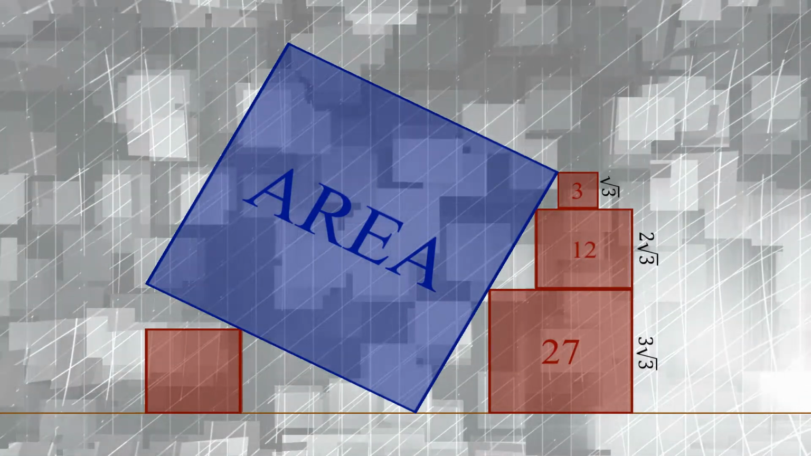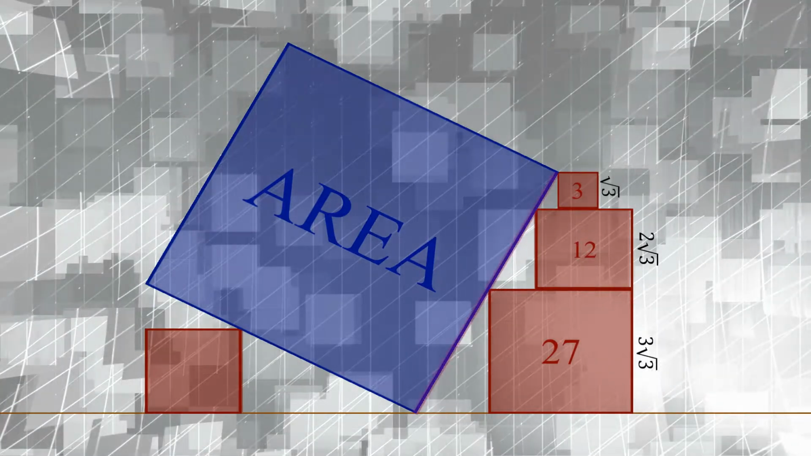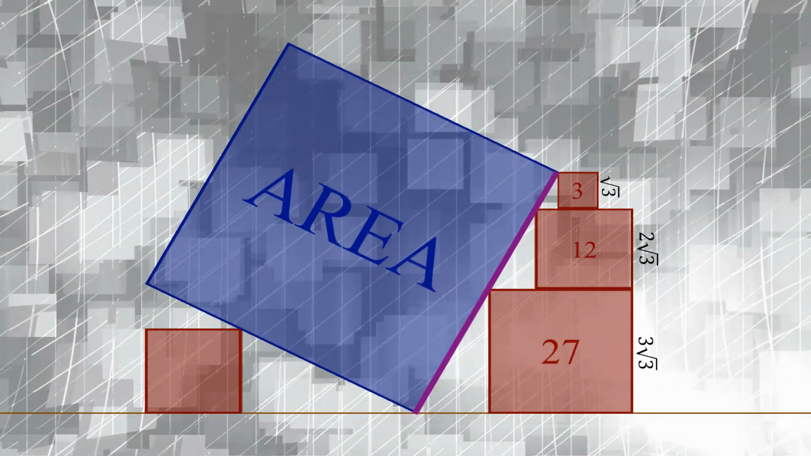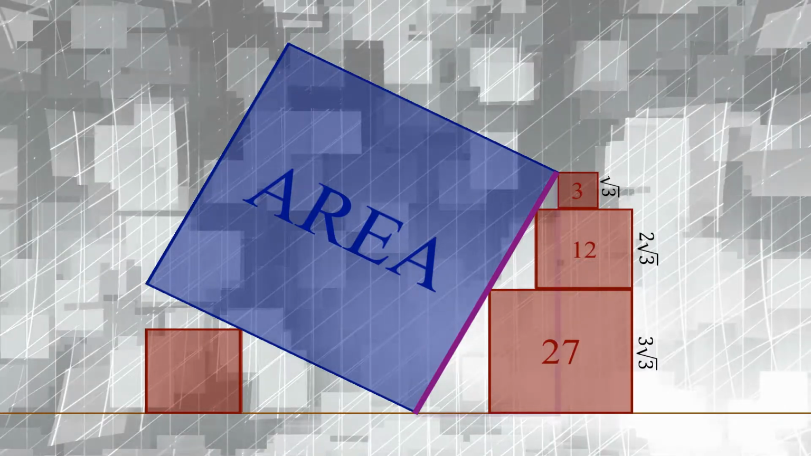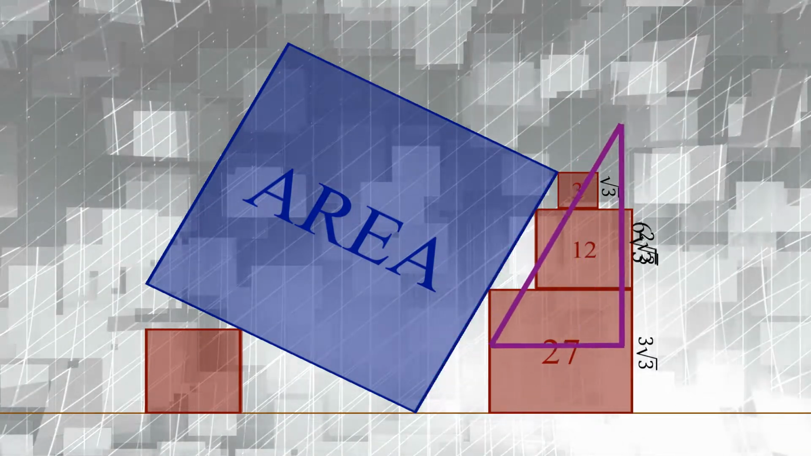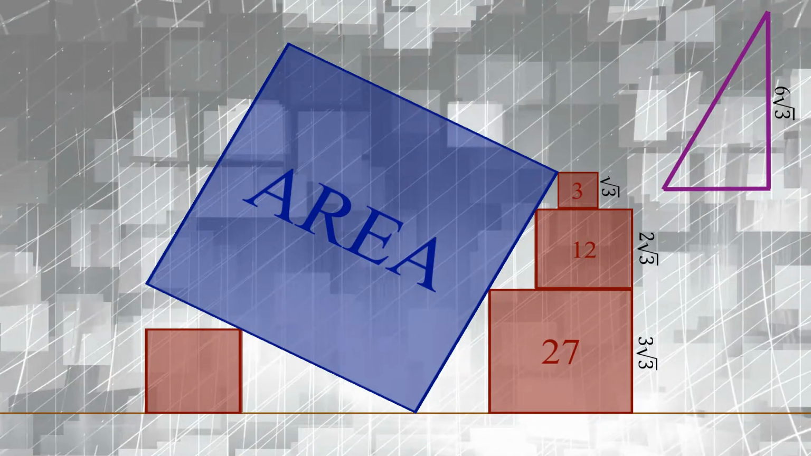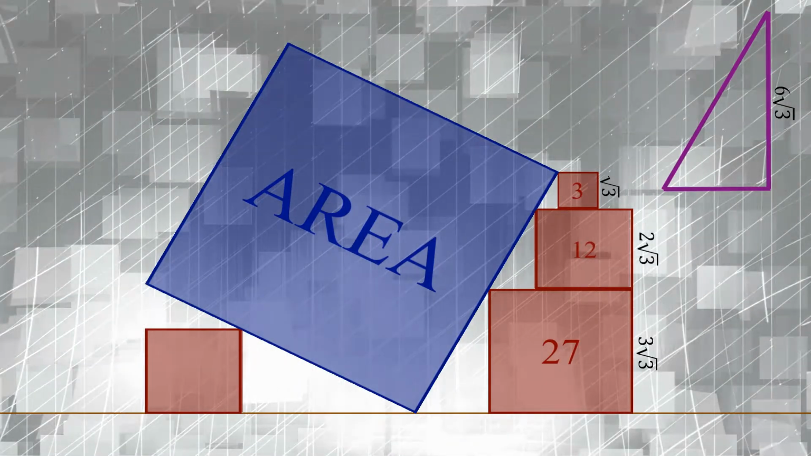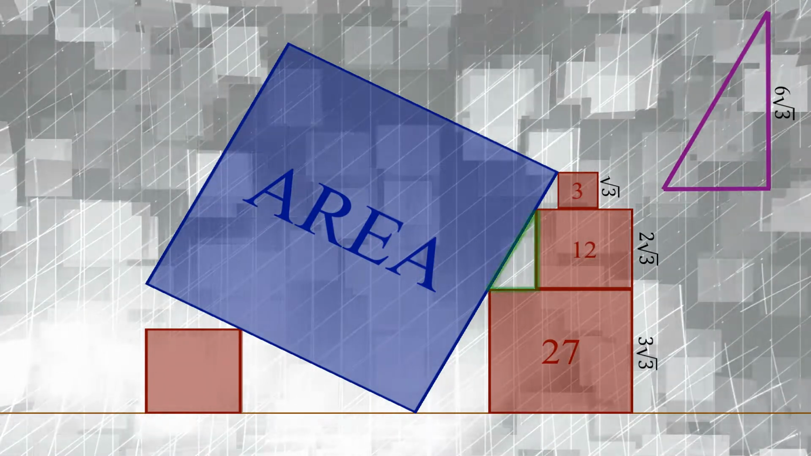So maybe one of the triangles that I should look at should be a triangle involving this side. Using the known heights of the 3 red squares, I could figure out the height of this right triangle is just 6 root 3. Now all we need is a triangle that's similar to that purple triangle, for which we know the length of 2 of the 3 sides. Well, what about this triangle?